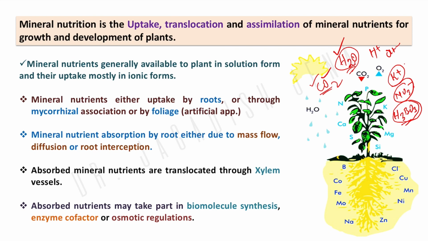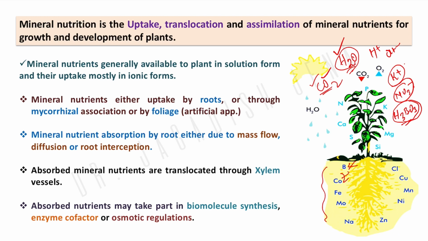Mineral nutrients are taken up either by roots, through mycorrhiza association, or by foliage. Whatever mineral nutrient is in the soil is taken up by the root through different uptake mechanisms like mass flow, root interception, and diffusion. So these are basically three types of uptake of mineral nutrients from the soil or soil solution.